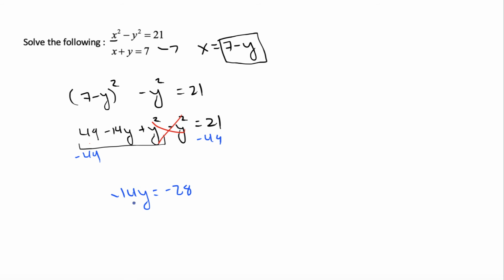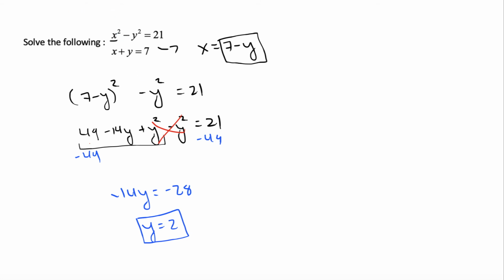When we divide both sides by that negative 14, we get y equals 2. You notice we only get one value for y. All right. So now what's next? We have to find the corresponding x value. So you're probably thinking, okay, there's two equations, so I need to plug it into both. Well, not necessarily. We always want to plug it into the simpler equation, the one with less exponents.